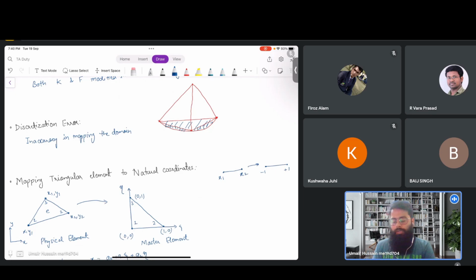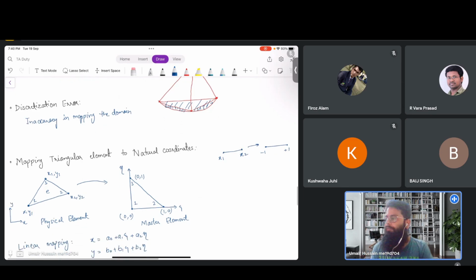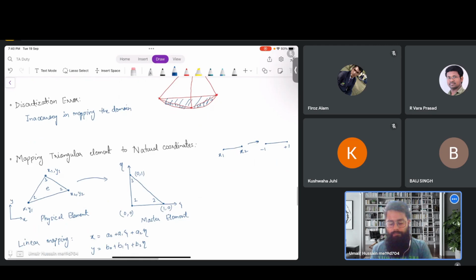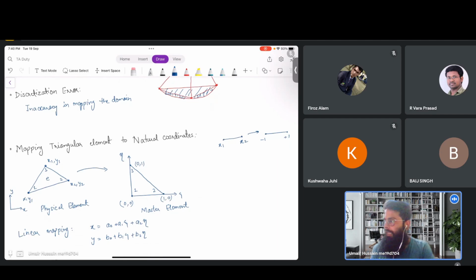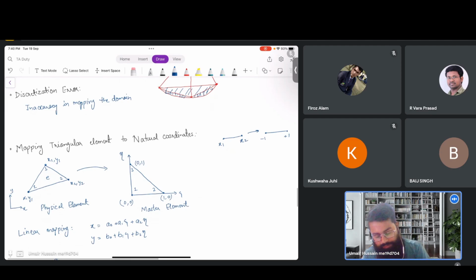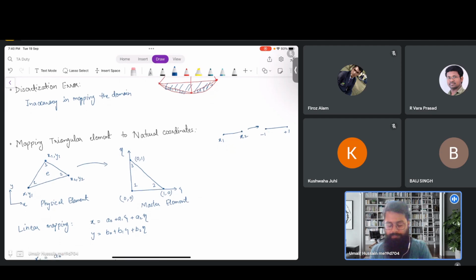And now for triangular elements, we have to map it to a master element, which looks something like this. It should be a right triangle with vertices (0, 0), (1, 0), and (0, 1). Again the steps are similar. We are using linear mapping. To get the mapping function we have to express the x and y coordinates of the physical space in terms of the zeta and eta coordinates of the natural coordinate system.